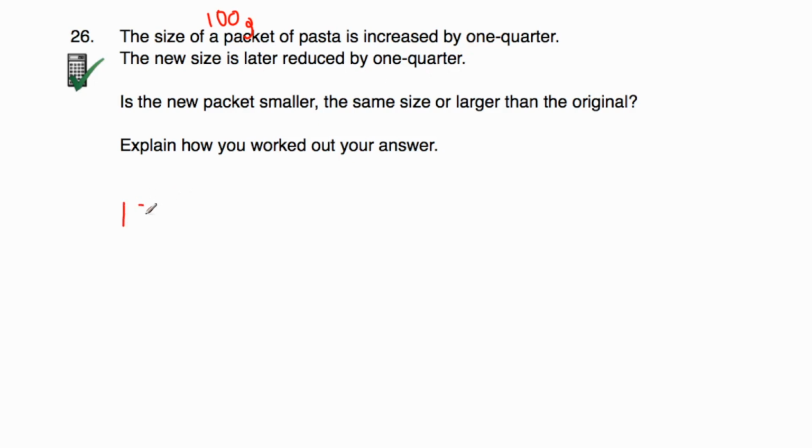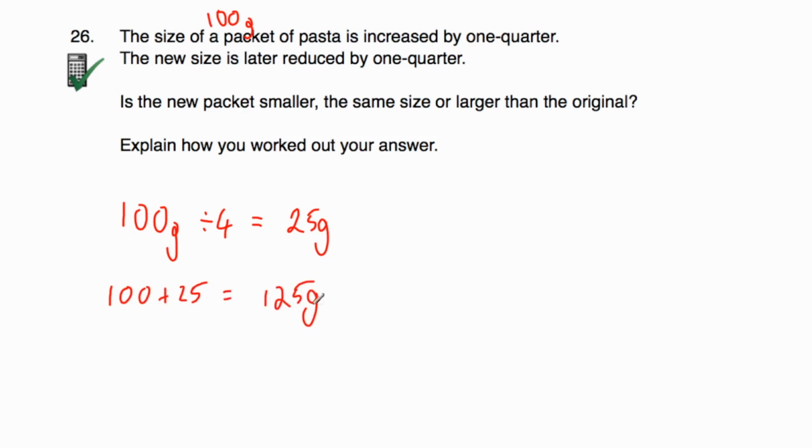So let's start off with the 100 grams to begin with. It's increased by a quarter, so let's increase this by a quarter. So a quarter of 100 grams, well, let's divide it by 4 to find a quarter. To find a quarter we divide by 4. That's 25 grams. So it's increased by 25 grams. So after it's been increased by a quarter, it would be 100 plus 25, and that's equal to 125 grams. So that's how heavy that packet of pasta would have been.